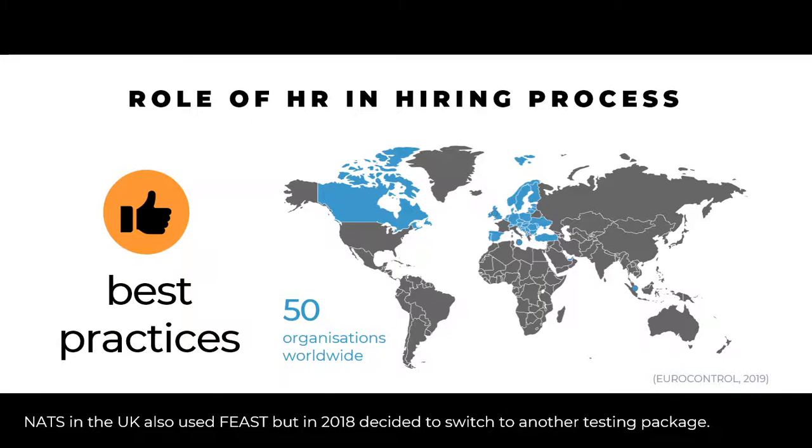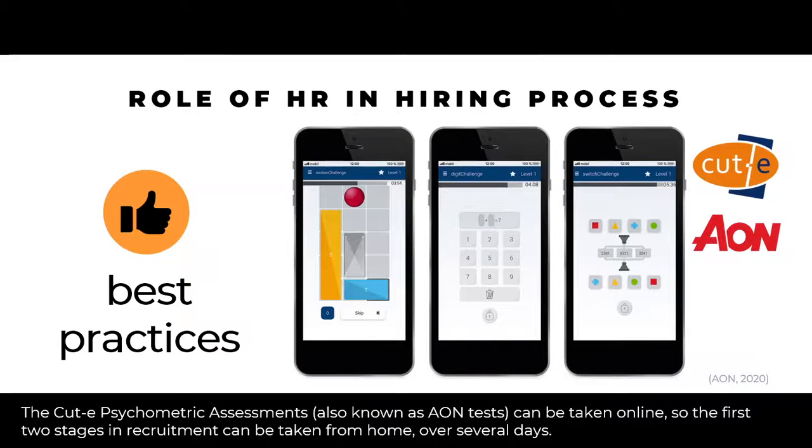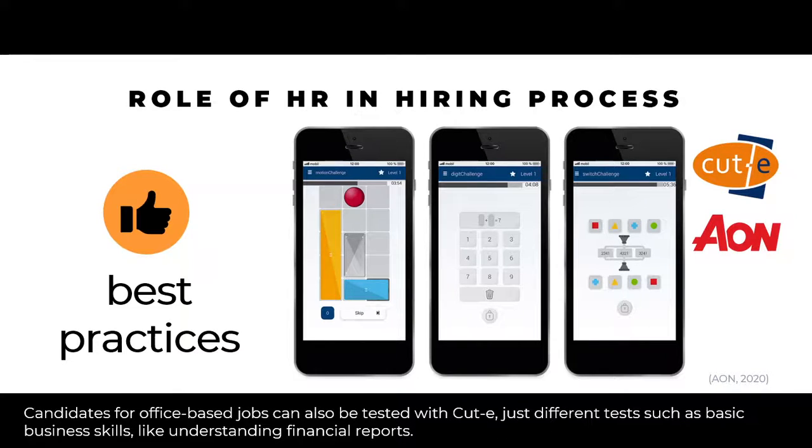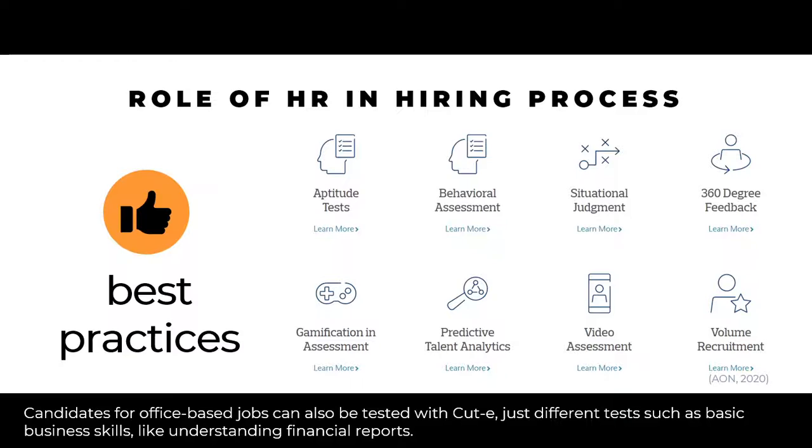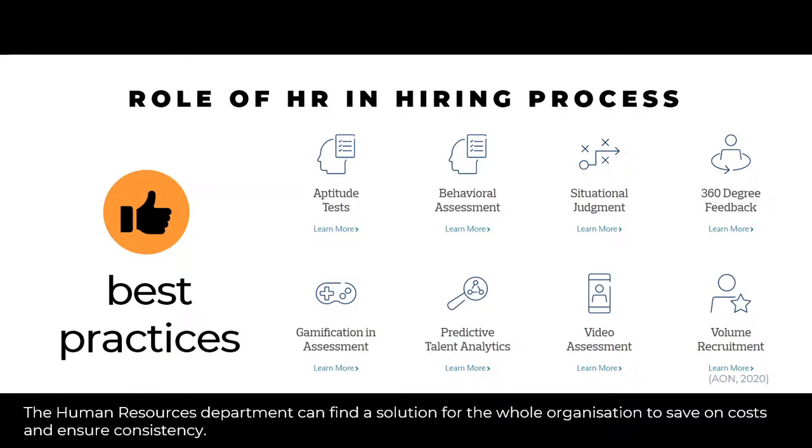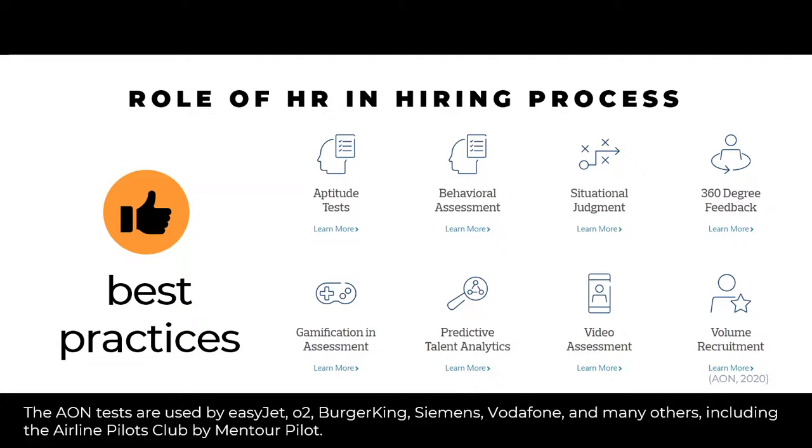The CAT-E psychometric assessments, also known as AON tests, can be taken online, so the first two stages in recruitment can be taken from home over several days. Candidates for office-based jobs can also be tested with CAT-E, just different kinds of tests such as basic business skills, like understanding financial reports. The Human Resources Department can find a solution for the whole organization to save on costs and ensure consistency. The AON tests are used by EasyJet, O2, Burger King, Siemens, Vodafone and many others, including the Airline Pilots Group by Mentor Pilot.